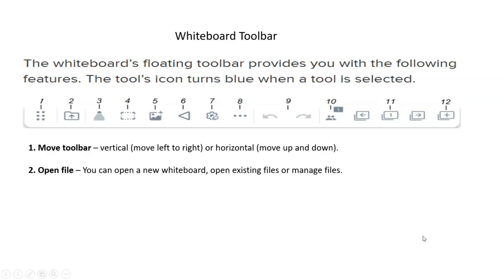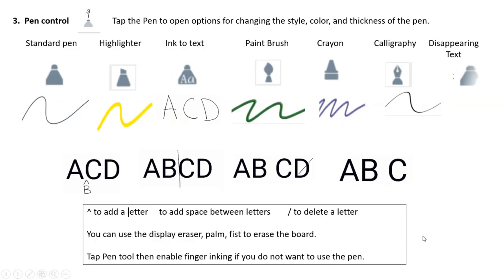And then number 2 is open files again, so you can open up your documents or a new whiteboard as well. So number 3 is the pen control, and that's the symbol for the pen control. Tap on that. You can change the look of your writing to whatever you want. So that's your standard pen. That's what it's going to look like.